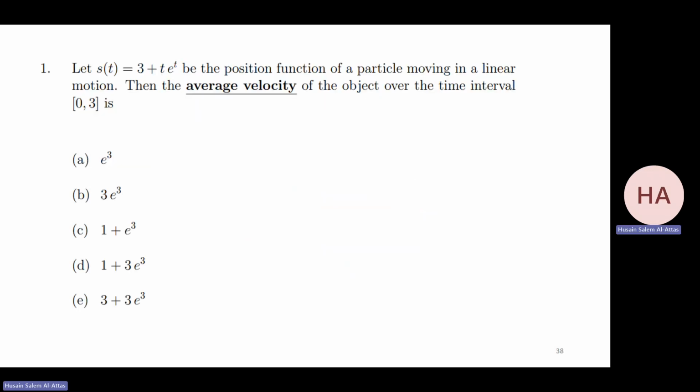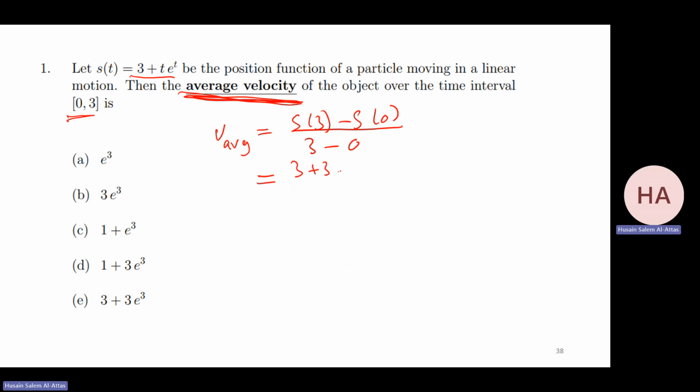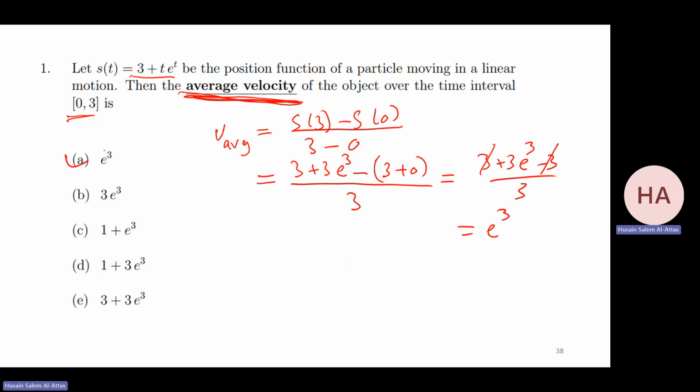Let s of t equal this position function. I want the average velocity. What will be v average? It will be s at 3 minus s at 0 over 3 minus 0. Just substitute: 3 plus 3e cubed. S at 0 is 3 plus 0, over 3. So that will be 3 plus 3e cubed minus 3 over 3, the 3s cancel, and that will be e cubed, which is this one.